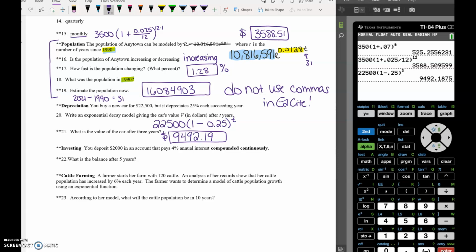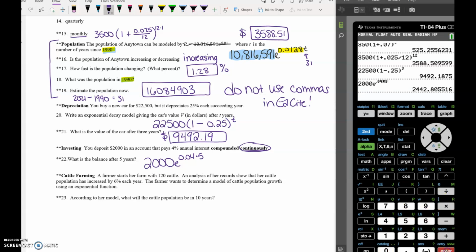You deposit $2,000 in an account that pays 4% annual interest compounded continuously. When you see the word continuously, that means E. 0.04 times 5 years. So make sure you know how to find E on your calculator so that you can type this into your calculator. Parentheses around that exponent are helpful. And again, in EdSite, there will be a $ and then a box for you to fill in. So 2442 and 81 cents.